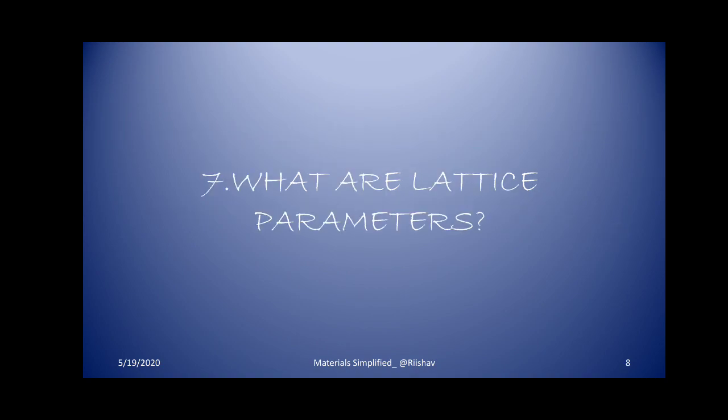Now, what are lattice parameters? Lattice parameters are nothing but the length of the 3 edges of a unit cell, or you can also say the length of the 3 basis vectors and all the 3 interaxial angles between them, like a, b, c, alpha, beta, gamma. These 6 are the lattice parameters.